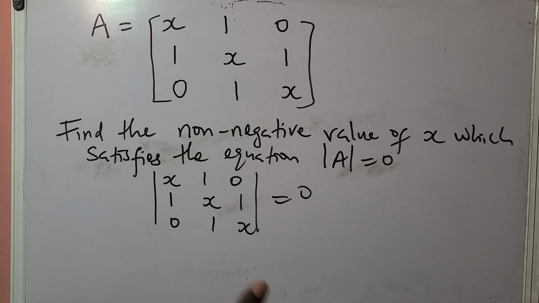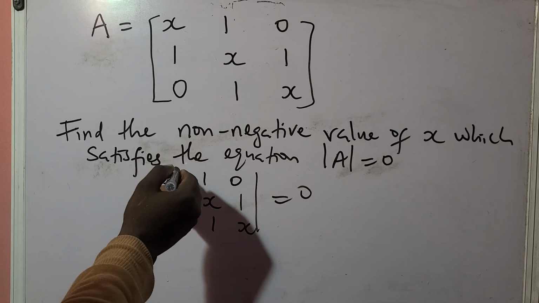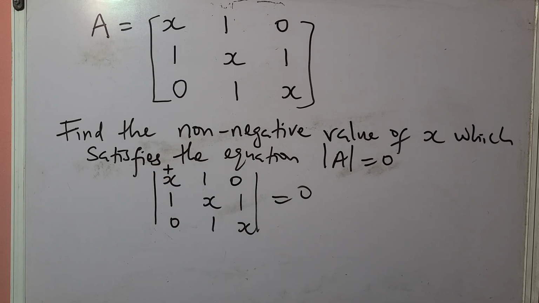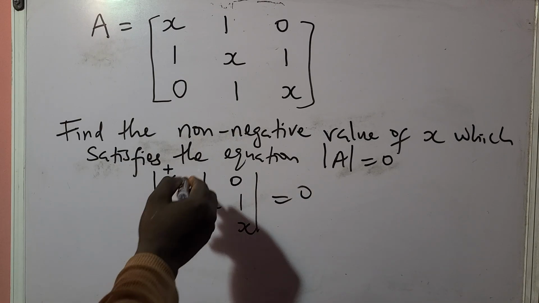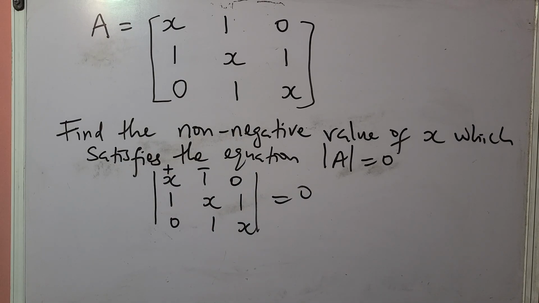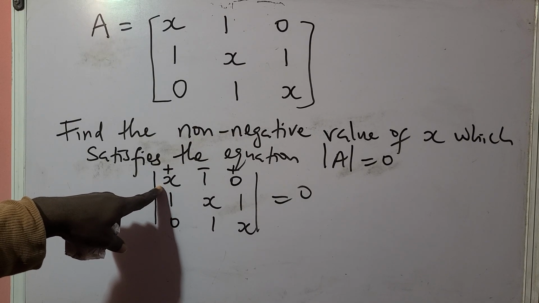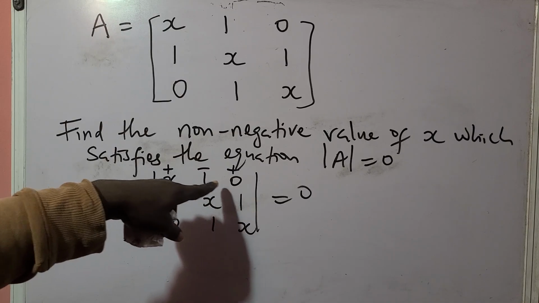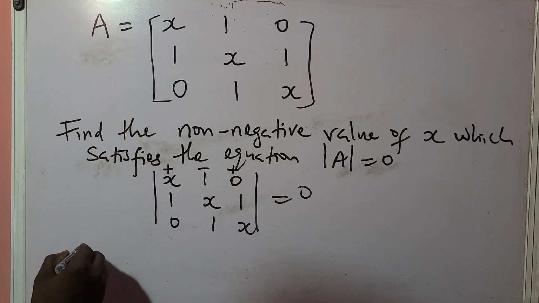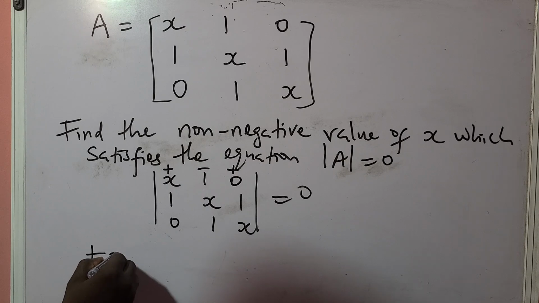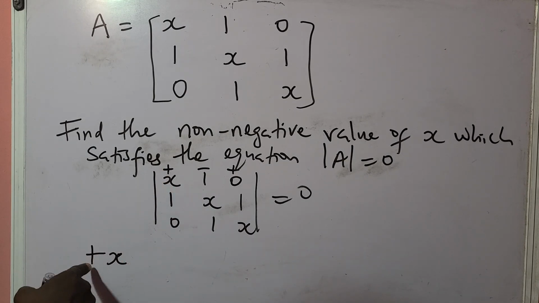There are two different methods. I'll be using the first method, in which the way to solve the determinant of a 3 by 3 matrix is to first add the plus sign on top of the first column, then the minus sign on top of the second column, and then another plus sign on top of the third column. Now you pick the plus sign with the first element, row 1, column 1. So you have plus x. That's the first thing to do.